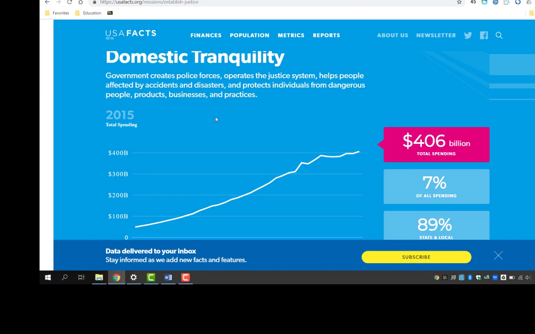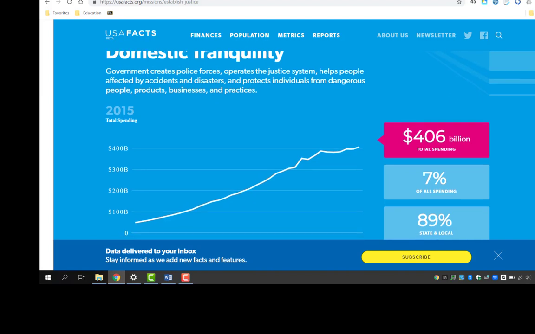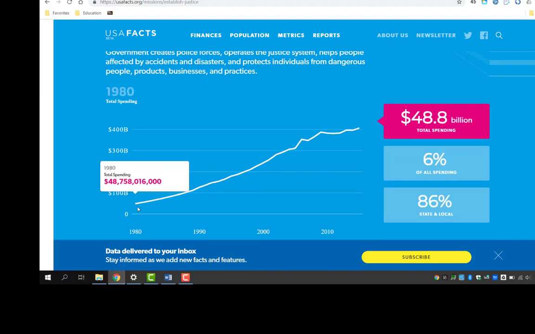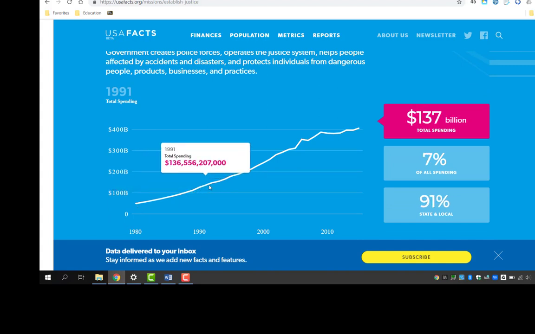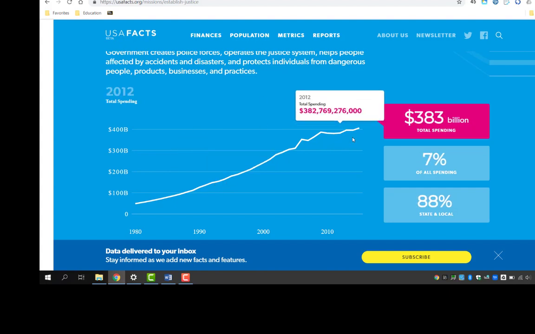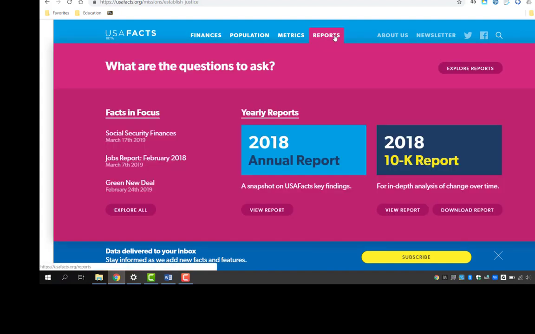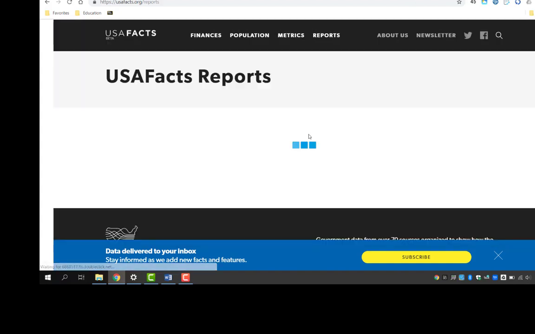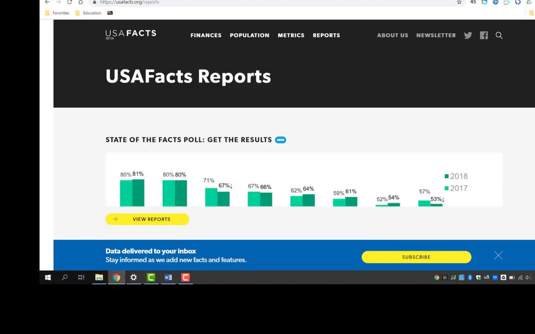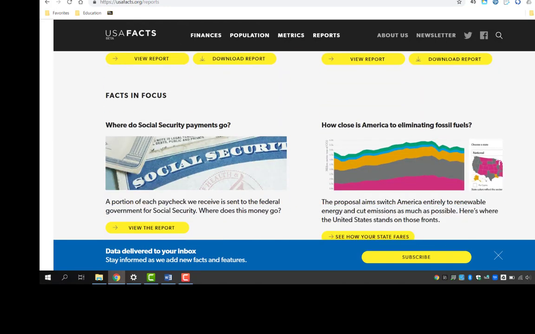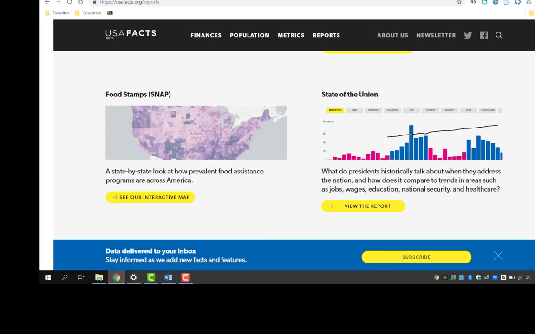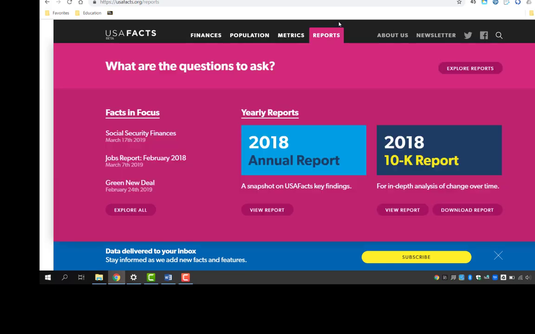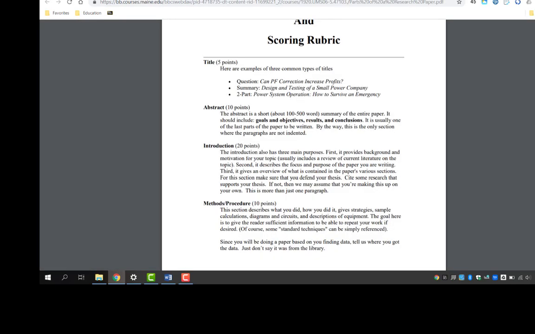You can read this on your own, and it's going to show you that the total spending has risen since 1980. And just by putting your cursor on the graph, you can see the different years and how much it's grown up to 2015. So that's just one example there. There are some reports as well, and the reports you can find may give you some ideas for data and some ideas for a paper as well. And you can see that the graphs are very colorful, which you will have to put in your paper as well. So let's go back to the parts of a research paper.